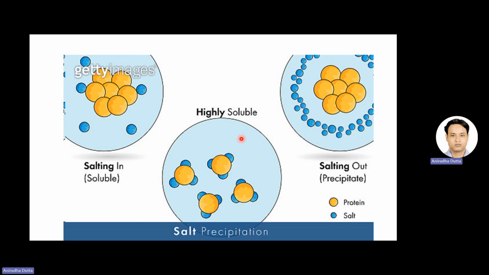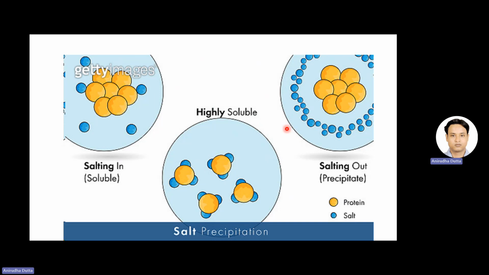Now if you keep increasing the salt again, what would happen? Again aggregation would form at high salt concentration, and it will precipitate the protein, and that phenomenon is called salting out. So salting in is when a small amount or low concentration of salt increases the solubility of a protein. A high concentration of salt decreases solubility, and that is called salting out.